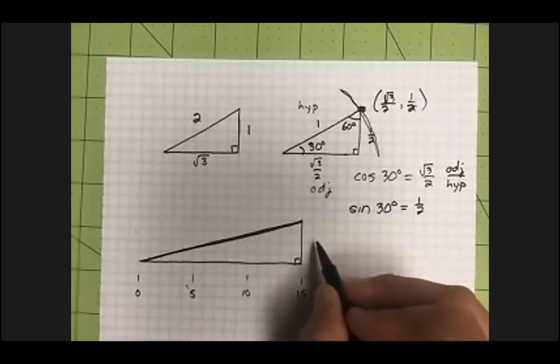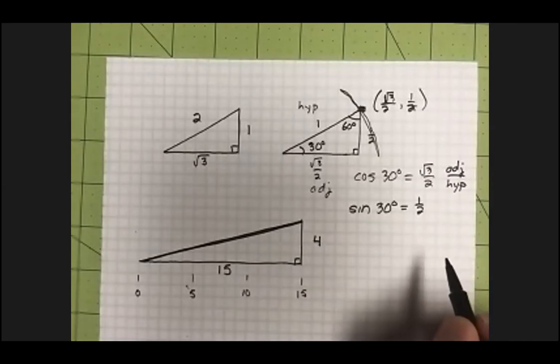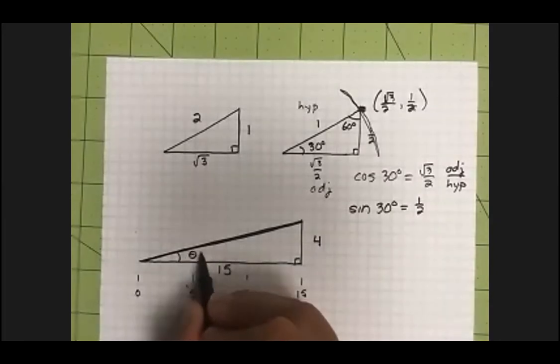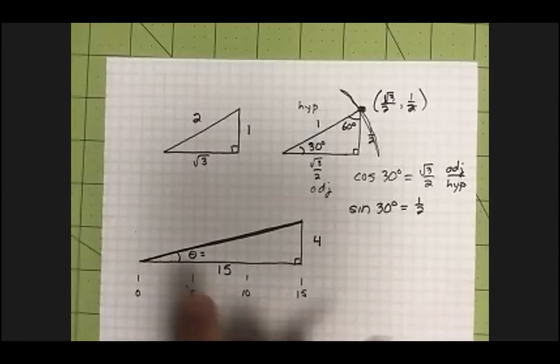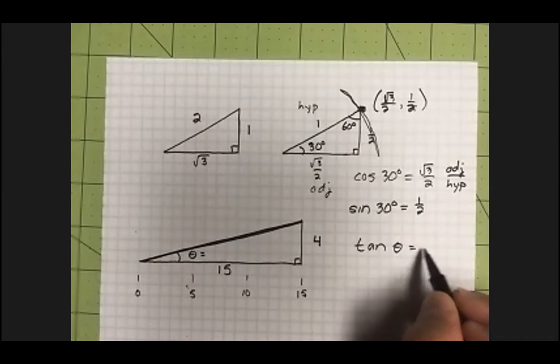Let me show you how we'll check. This side is 4. This side is 15. This angle is theta. According to this picture, the tangent of theta is 4 over 15.